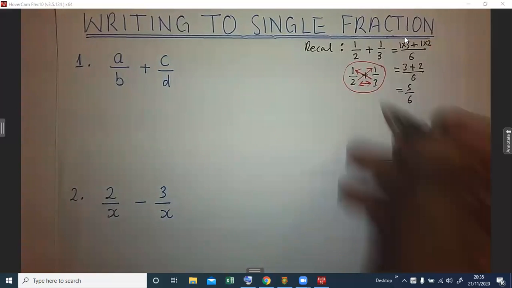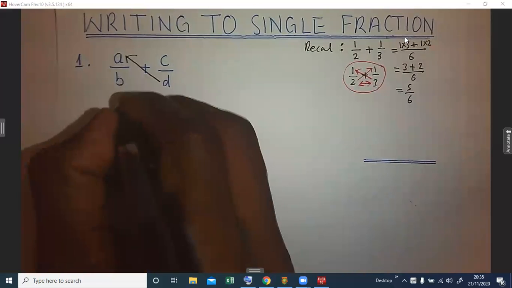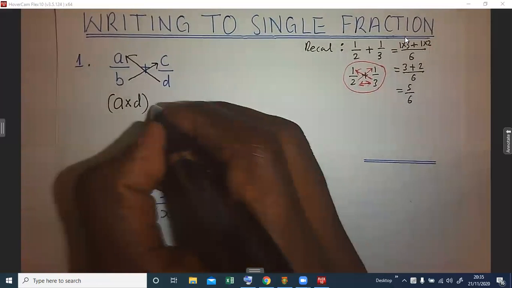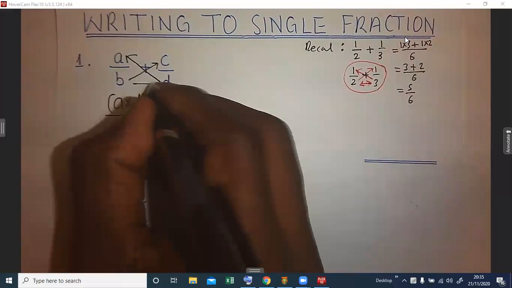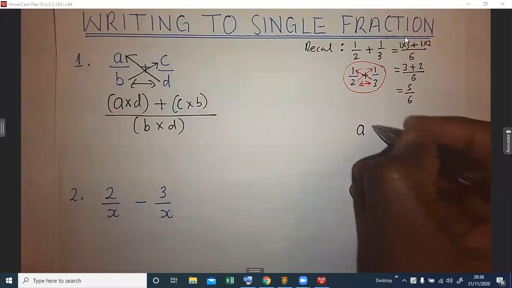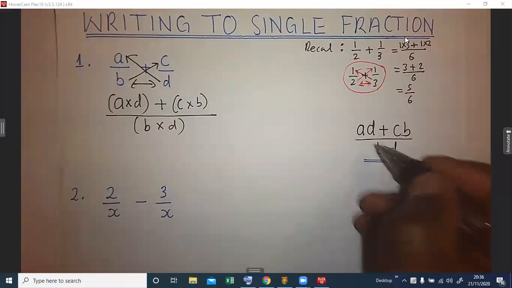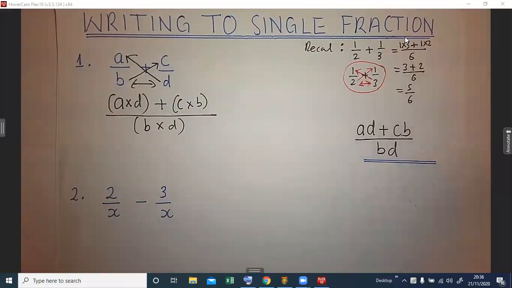So basing on that approach, this means D will always multiply A, and I get A times D. B will always multiply C, and I get plus C times B, and over B will multiply with D. And finally, we shall get AD plus CB over BD as a single fraction. So basing on this approach, we will always be able to write fractions as a single fraction.